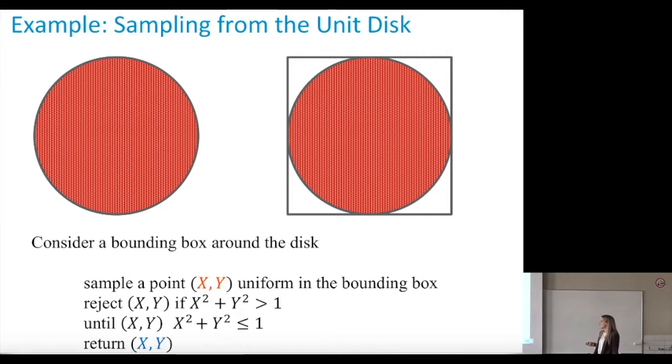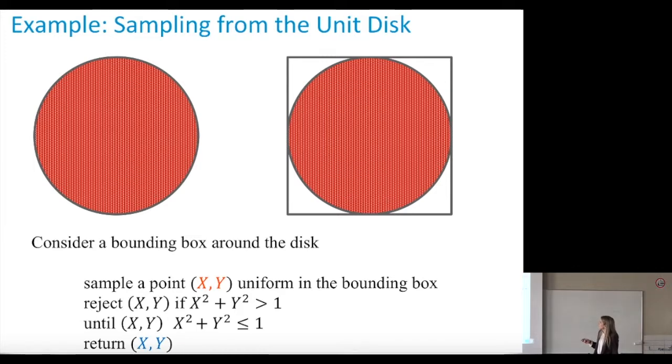And then we reject this point in the bounding box if it doesn't belong in the disk. So if x squared plus y squared is higher than 1. Otherwise, if x squared plus y squared is less than or equal to 1, we keep it and we return it. Okay? So this is the rejection sampling for the unit disk.